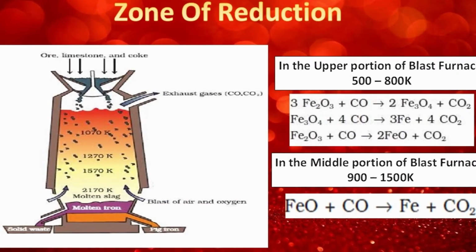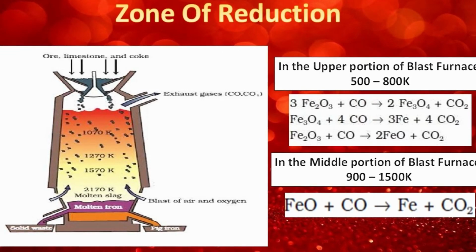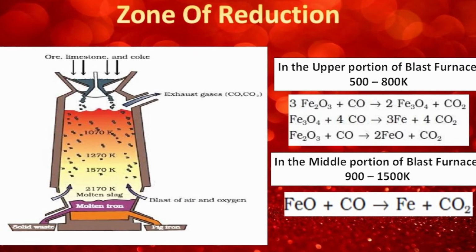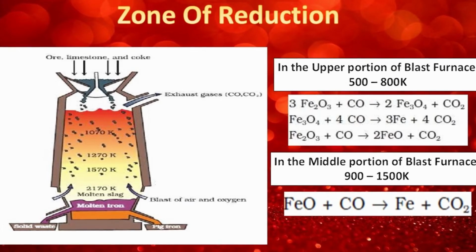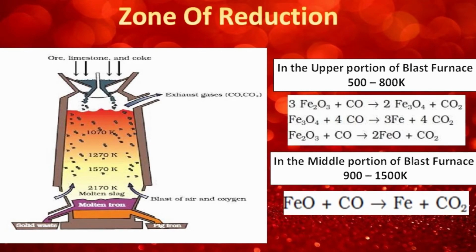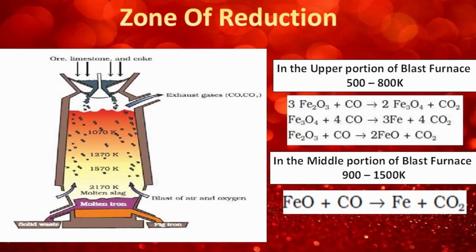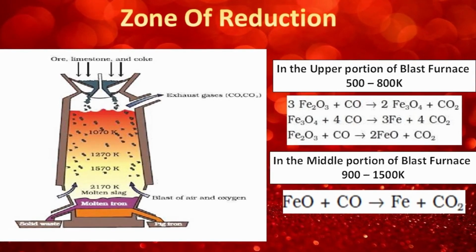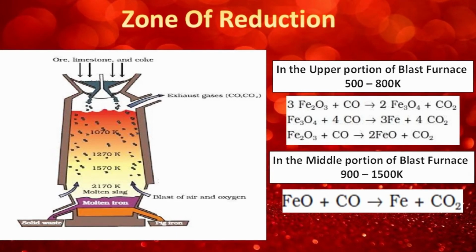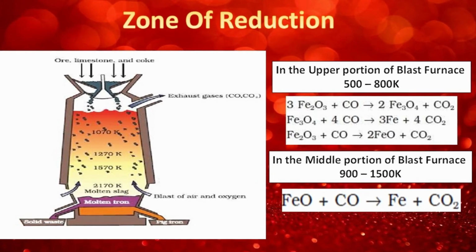The carbon monoxide produced in the middle region will rise up to the upper part of the furnace. In the upper part, carbon monoxide will react with the roasted ore that is coming up from the top and it will reduce that Fe2O3 to spongy solid iron. This solid iron will move to the lower region of the furnace where the temperature is higher, so it melts and it becomes molten iron. This region is called zone of reduction since reduction of iron oxide takes place.